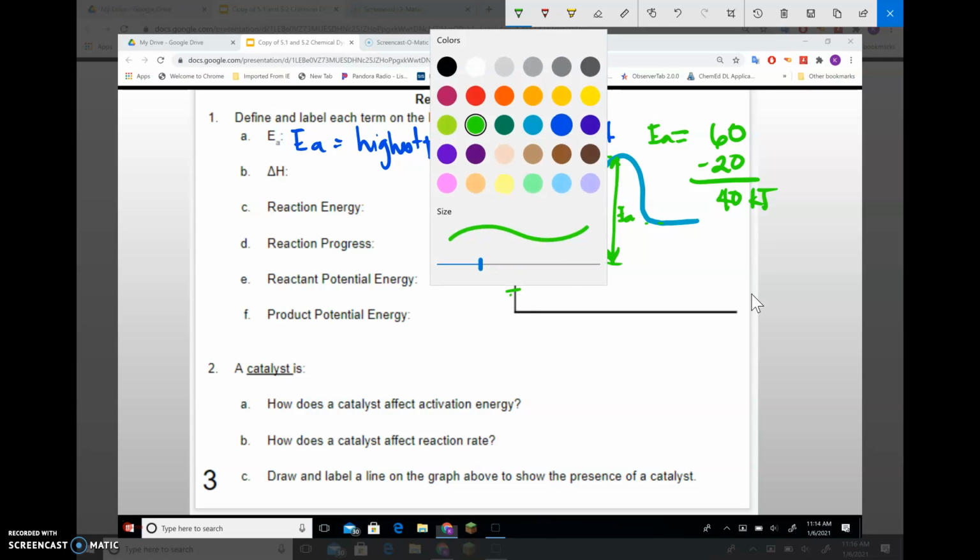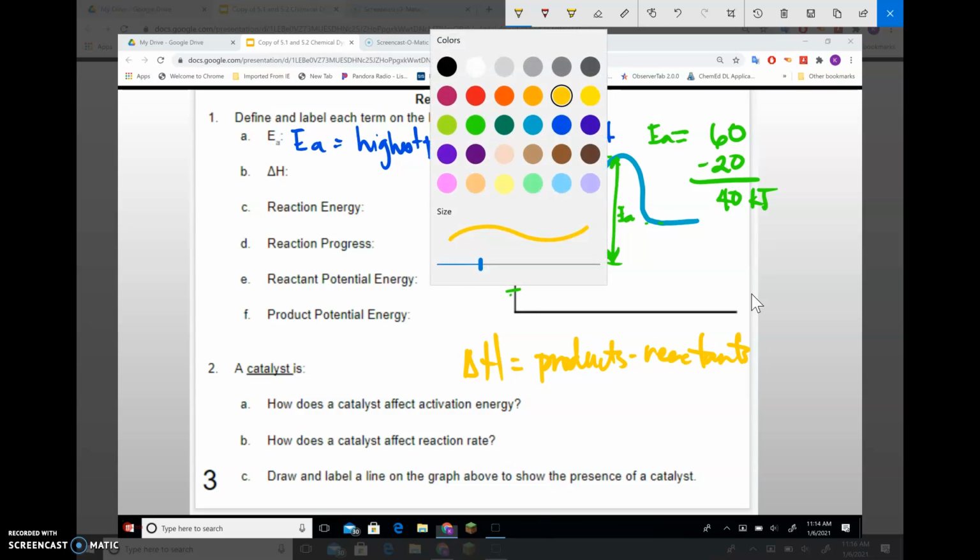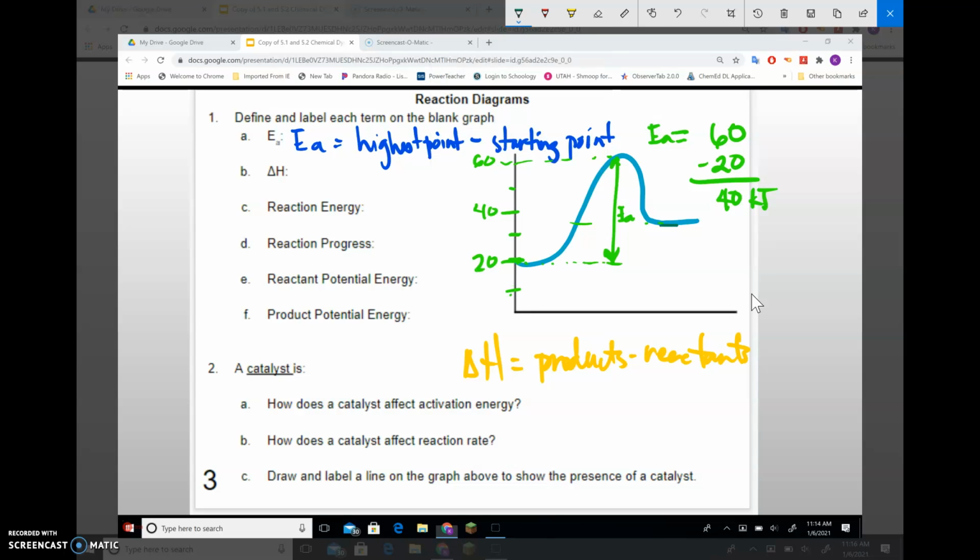Then the delta H on here is going to be products minus reactants, and you always have to do it in this order. In this example, we're looking at the products. This is where the products ended, and if we go over, we see that it ends at 40. We're going to subtract from that where we started, the reactants, at 20. So we're going to get 20 kilojoules as our delta H.